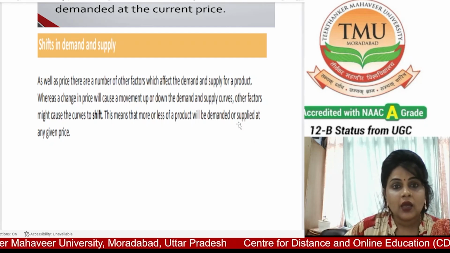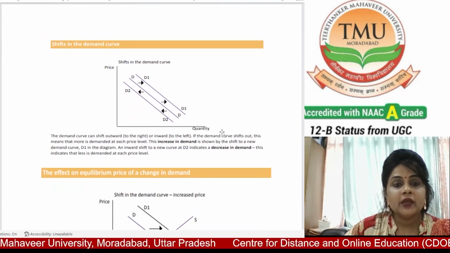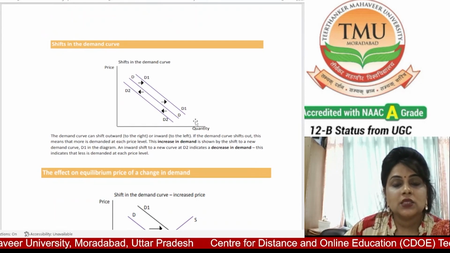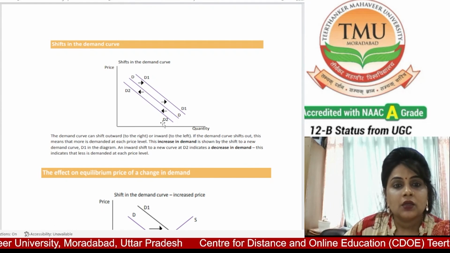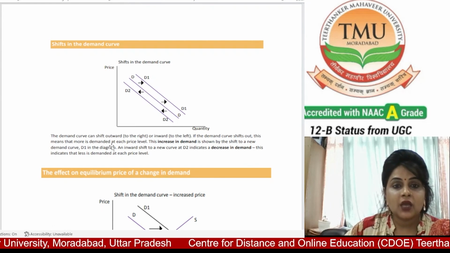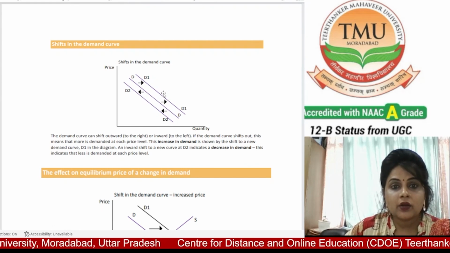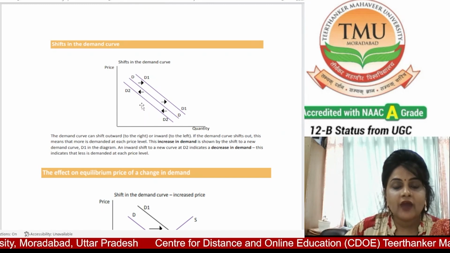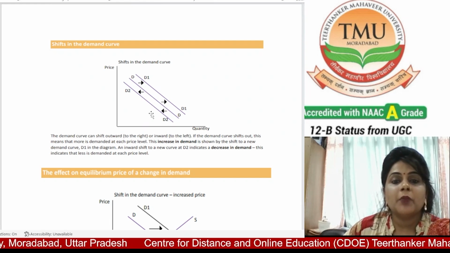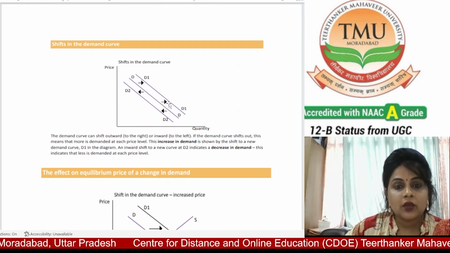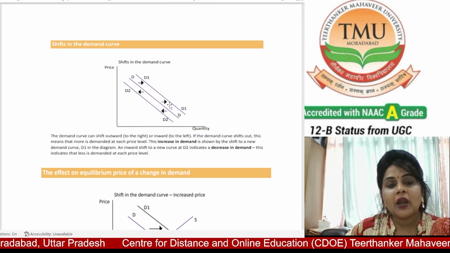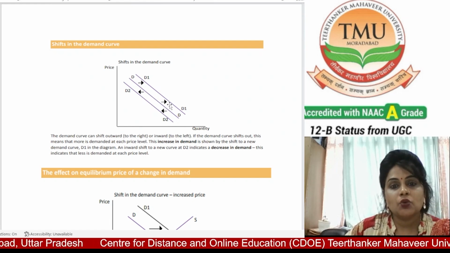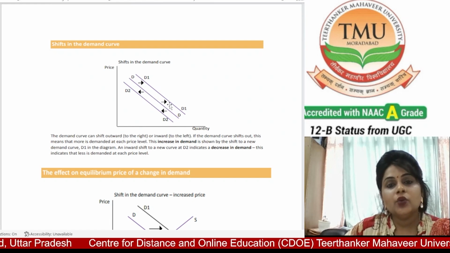I will also explain here. Here you see the demand curve. The demand curve can shift outward to the right, or inward to the left. If the demand curve shifts out, this means that more is demanded at each price level. This increase in demand is shown by the shift to a new demand curve.